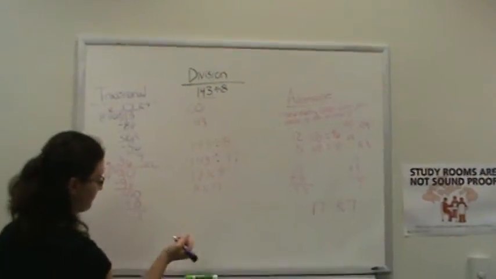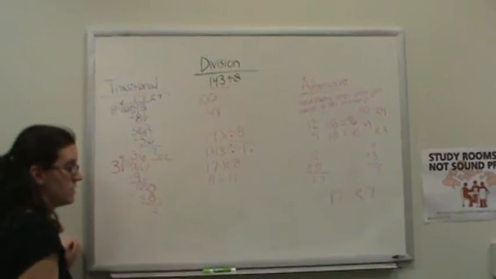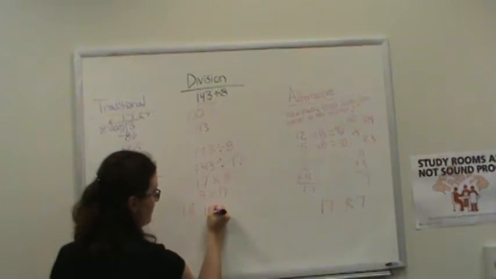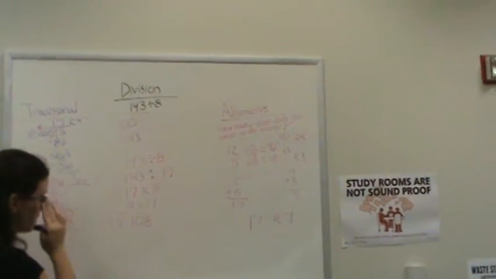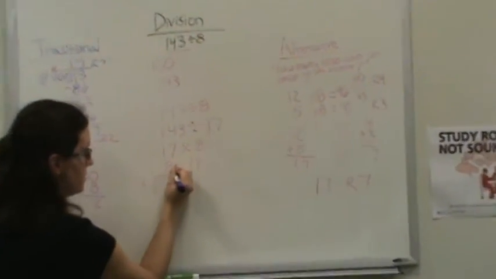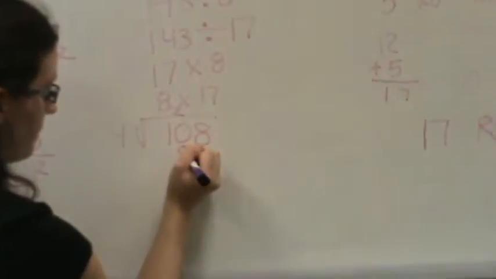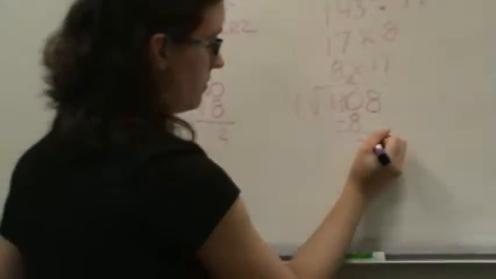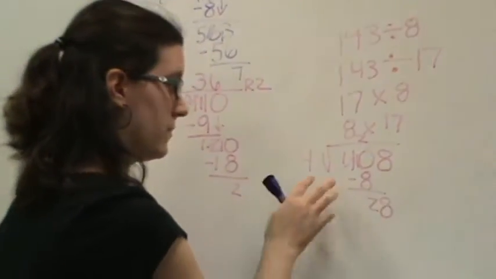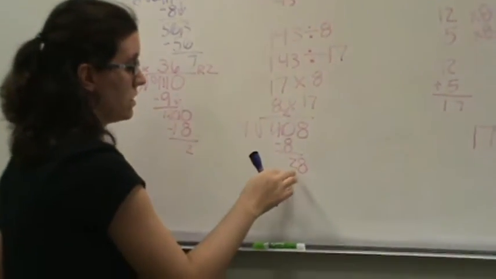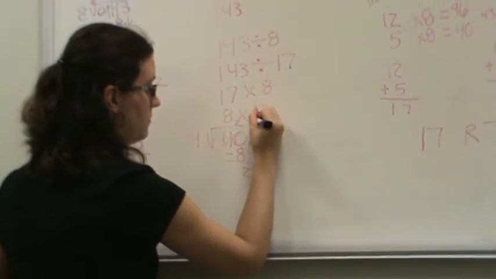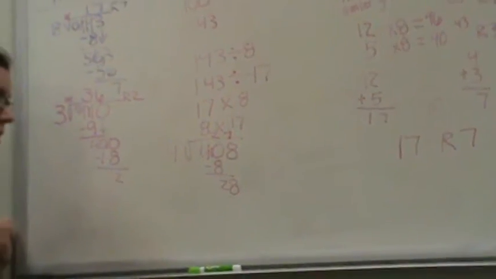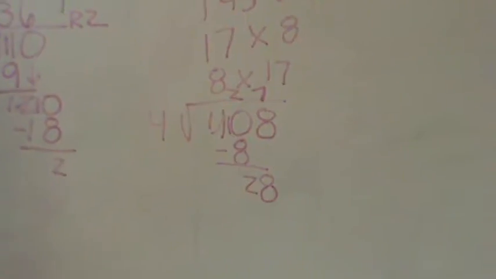Let's try 4 into 108. You got 4 into 10, which is 2. You get 8. 10 minus 8 is 2. Carry the 8. 4 goes into 28 seven times. And you have no remainders left over for this one.